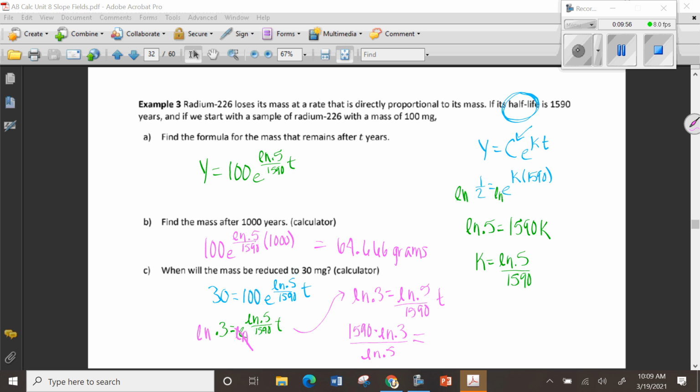So let's think about what kind of answer we should get. 30 milligrams is definitely less than half, so it's definitely going to be more than 1590. I get about 2,761.775 years. If you didn't get that answer, you probably put something in wrong. My guess is where that division falls. So let me know if you have questions, and we will do some more examples in class.